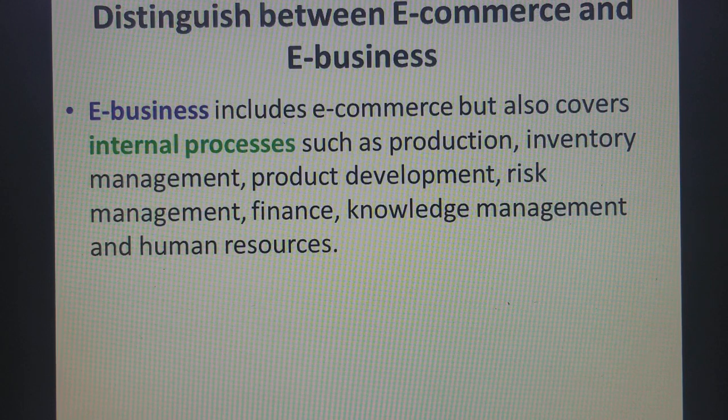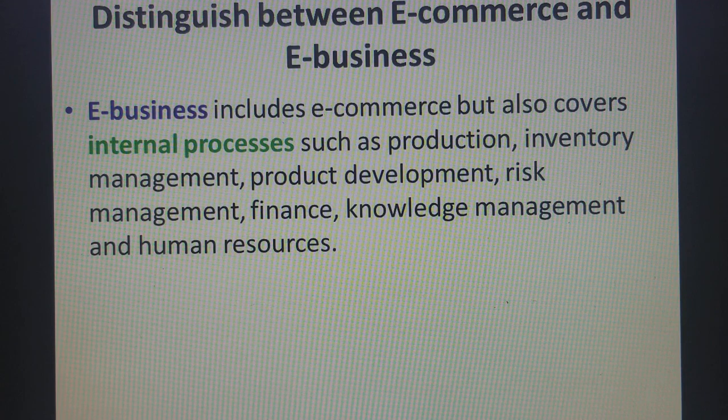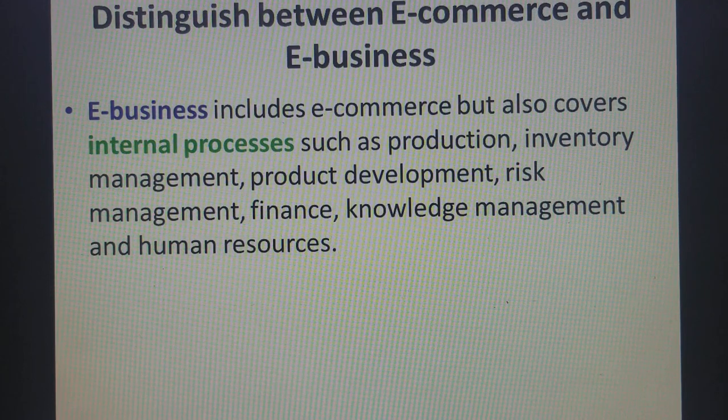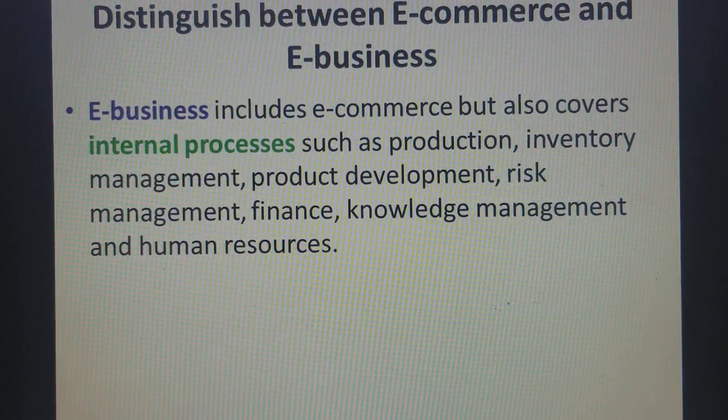Now, e-business includes e-commerce, but also covers internal processes. So e-commerce is a subset of e-business. In particular, e-business covers internal processes such as production, inventory management, product development, risk management, finance, knowledge management, and human resources. So when we talk about e-business, we're talking about all the internal processes taking place in the business.